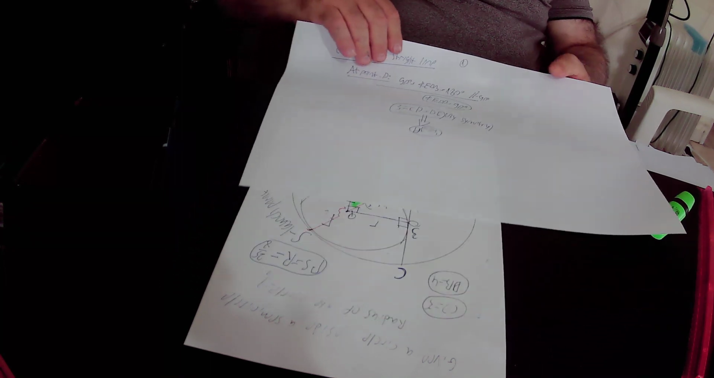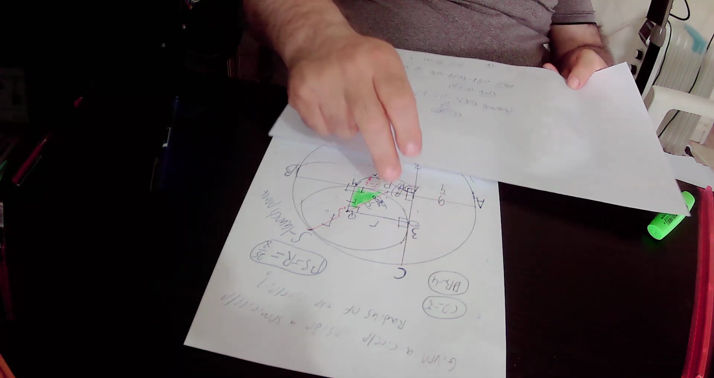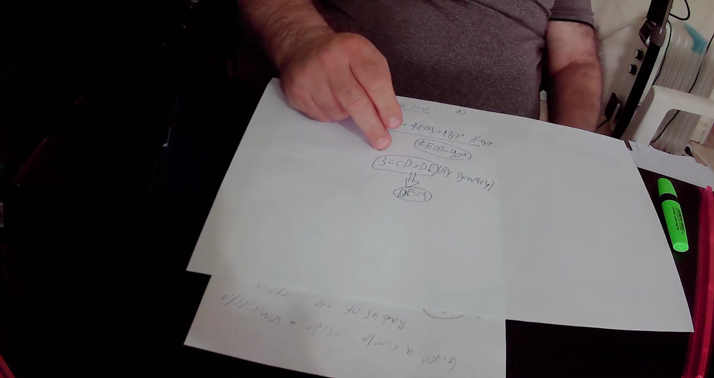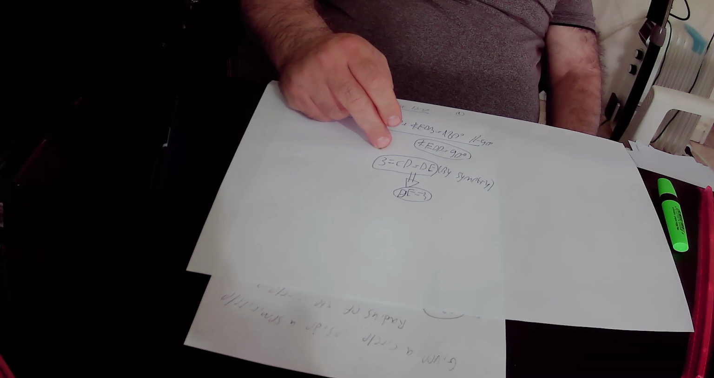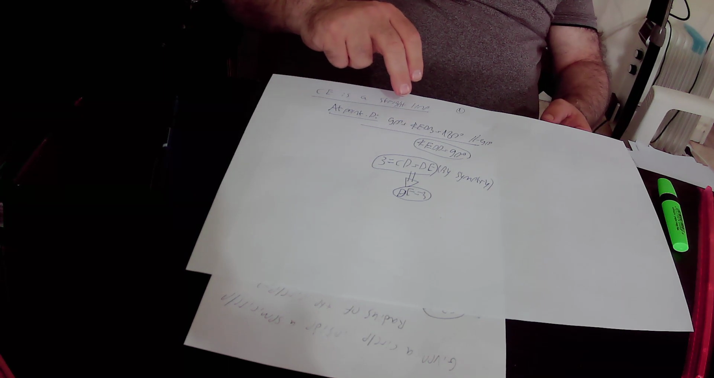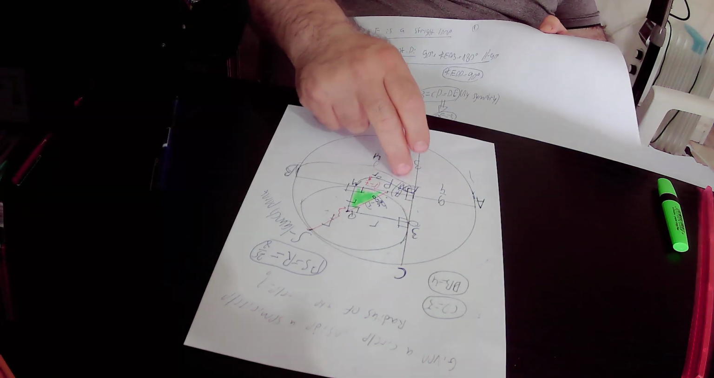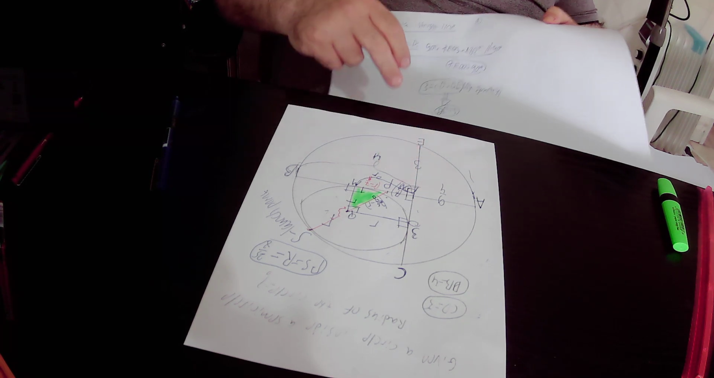Okay? But the question gives us that CD equals 3 units. So we can write here that CD equals 3 units. And from the equation 3 equals CD equals DE, we derive that DE also equals 3 units. So this line segment DE equals 3 units.